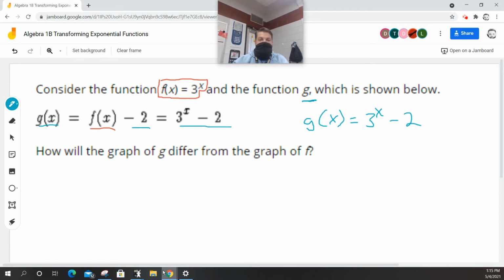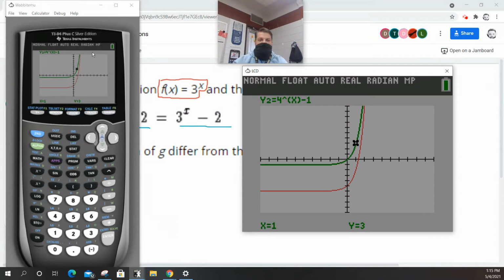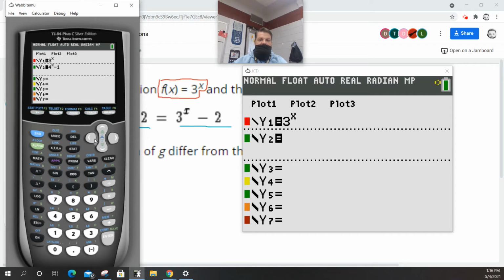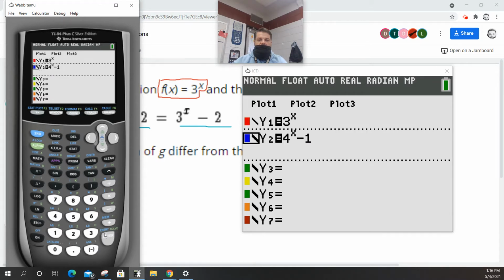So if I graph, pull up your graphing calculator, turn on your graphing calculators. All right, and then I'm going to go to y equals. And so for f of x, I'm going to clear this out. I'm going to say 3 caret to the x, right? And I'm going to change this function to blue so there's no confusion. And then I'm going to put in here 3 to the x minus 2, right?